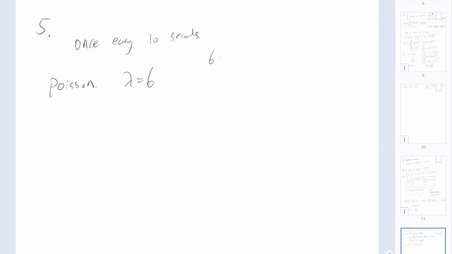So a minute has six 10-second intervals. So it has once every 10 seconds, and in a minute, the mean is 6. We also know that the expected value of this Poisson distribution is 6, according to what we derived in lecture. And actually the variance is also equal to 6.